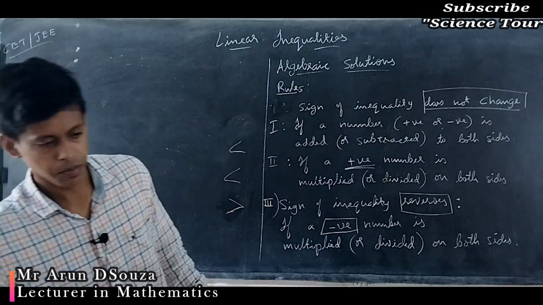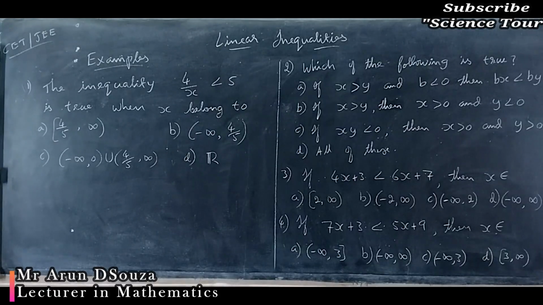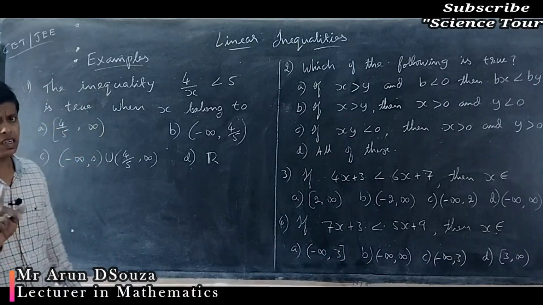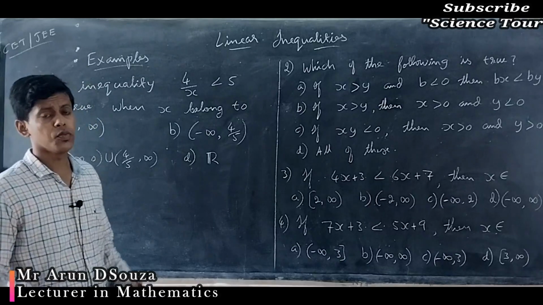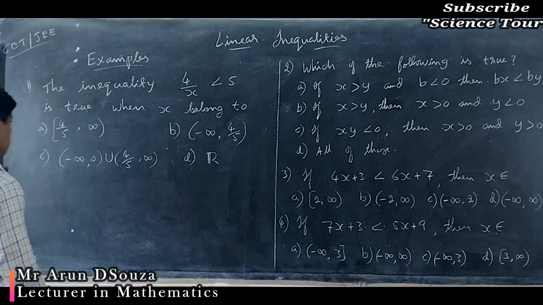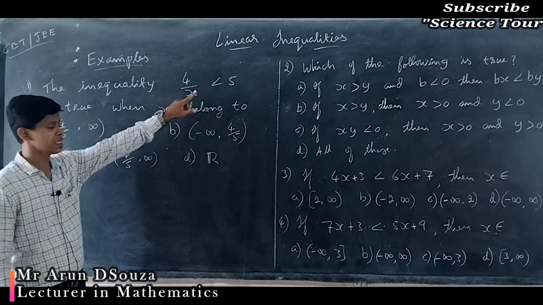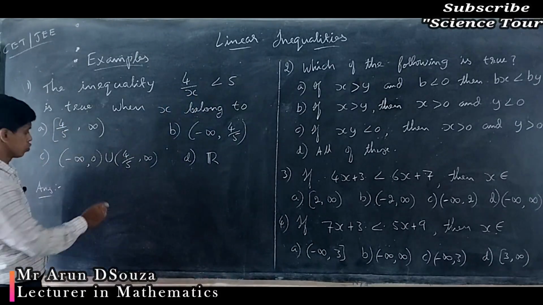So the first example. Look at the first example. This clearly denotes the use of the third rule. What is the third rule? If you multiply or divide by a negative quantity, the inequality reverses. Now understand, you have 4 by x less than 5. What are you going to do usually?